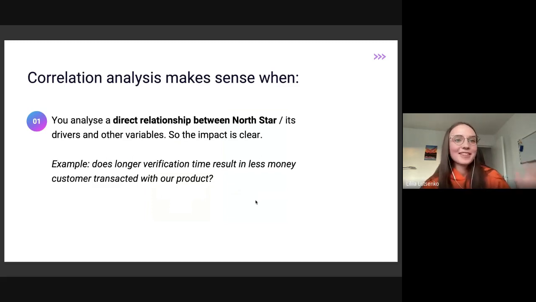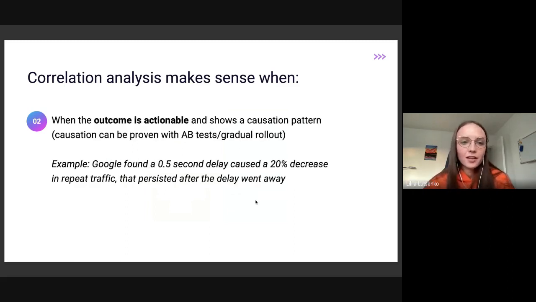Because if you make a correlation study of verification time and, I don't know, the number of leaves on my new green flower, it would not make any sense for the business or any other minor metric for the business.